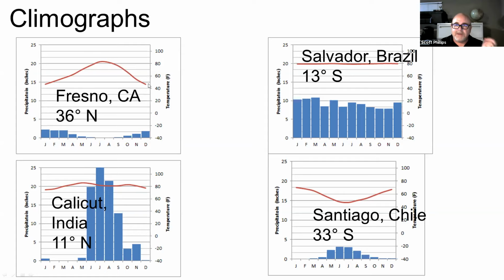That is what temperature patterns are like in the northern hemisphere, at least up in the mid-latitudes. We have seasons. We have colder winters in January and warmer summers in July.